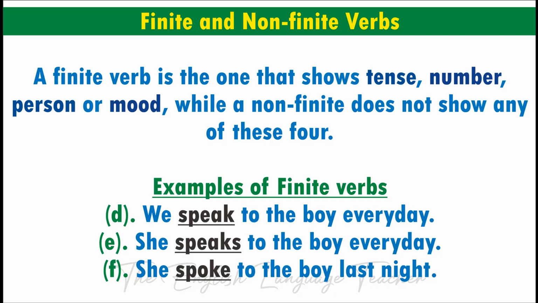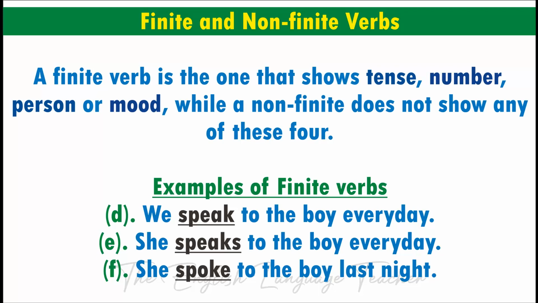Finite and non-finite verbs. A finite verb is the one that shows tense, number, person, or mood, while a non-finite verb does not show any of these four. So let's take note of this. A finite verb shows tense, 1, number, 2, person, 3, or mood, any of these four. It is not important that a finite verb shows all the four. If a verb shows any of these four, it is a finite verb. Let's see examples of finite verbs in sentences.